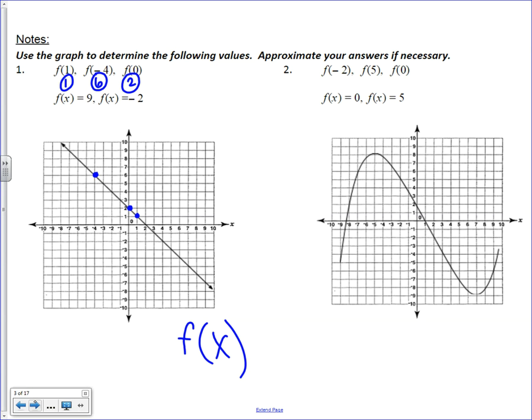Now this says f of x equals 9. So do I know the x anymore? I don't, because see how it actually has an x in there. What do you think I know this time? The y. So the y is 9 in that first problem. Go to where the y is 9. That would be right here. Follow it to the graph. -7.